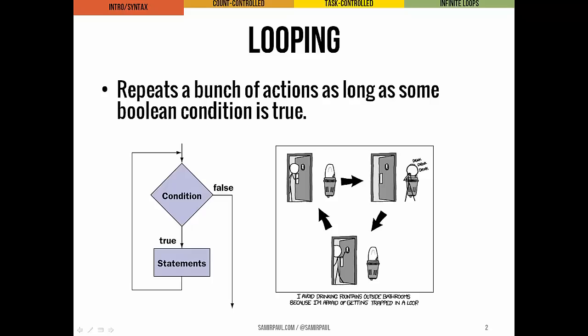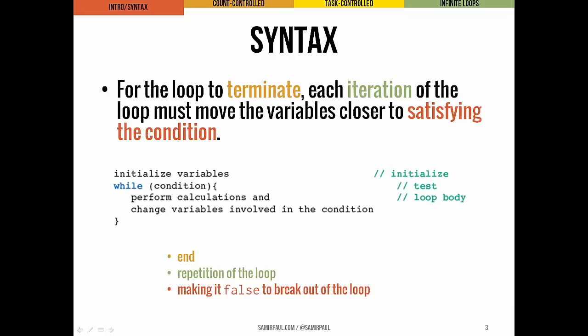Looping just means repeating some set of actions as long as some Boolean, some true or false condition evaluates to true. Okay, you can see in this flowchart here, we evaluate the condition. If it's true, we do our statements, we go back and we check again. If it's false, we exit. And we do that over and over and over again until that condition terminates. Okay, in order for the loop to terminate, each iteration of the loop has to move the variables closer to satisfying whatever that condition is.